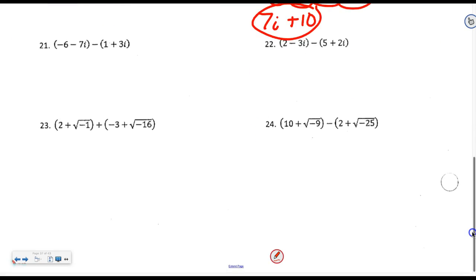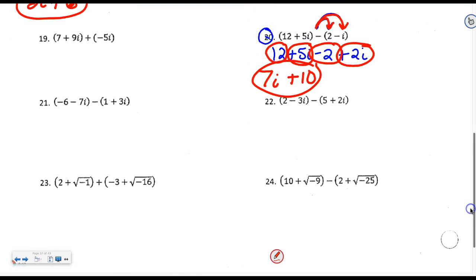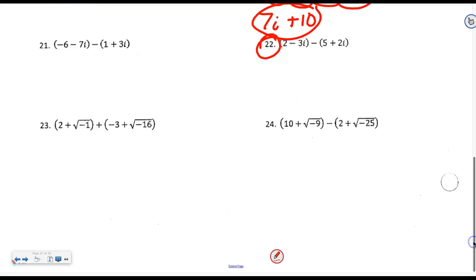I want to make sure you can do an addition and a subtraction one on your own. Actually, the addition's easy, so 22 is another one I'm going to circle. I want to see you do that one. And I think I will do 24. It's subtraction, so I dump this in.